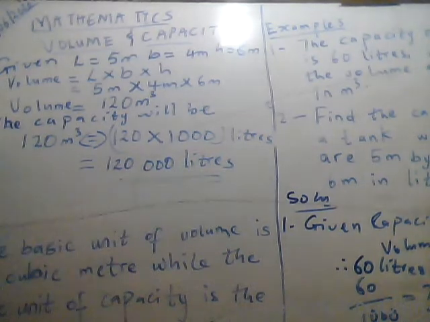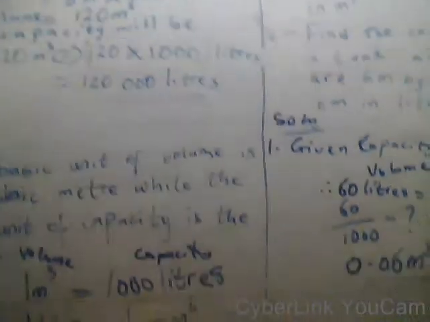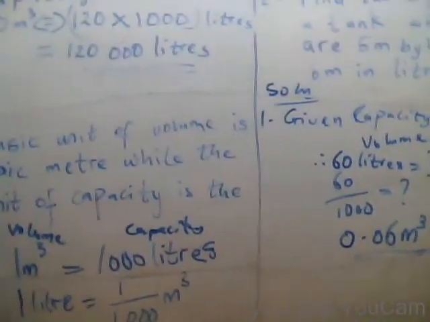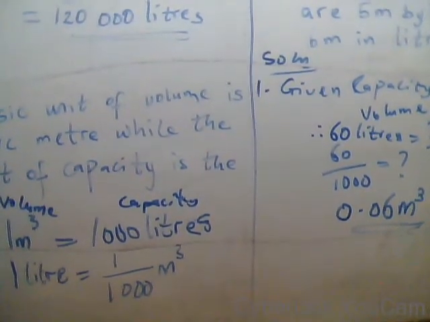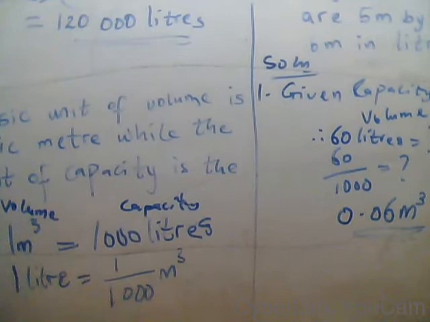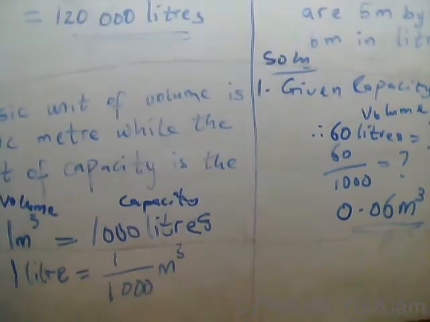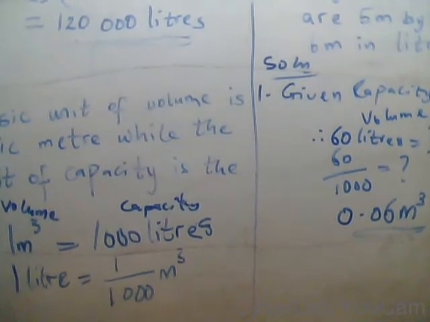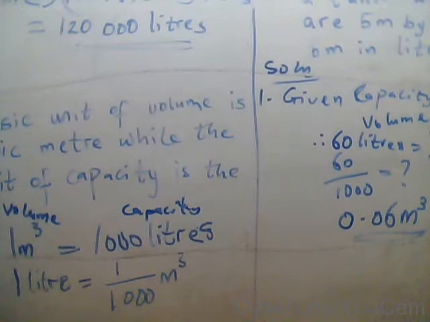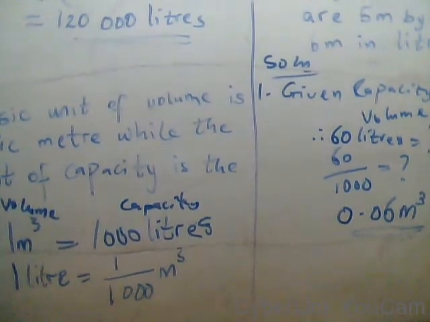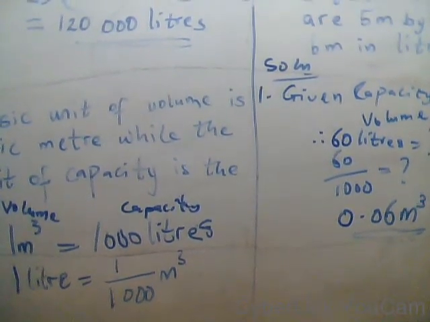It's very, very easy. The only thing you have to do is just apply the normal protocol, which says 1 meter cube is equal to 1000 liters, and 1000 liters is equal to 1 meter cube. So if you want to convert from meter cube to liters, you multiply by 1000. And if you want to convert from liter to meter cube, you divide by 1000.